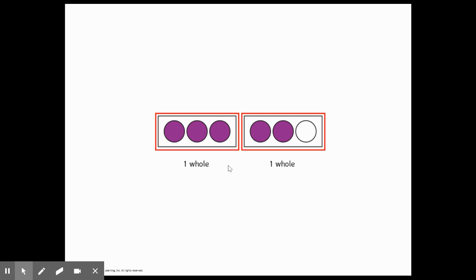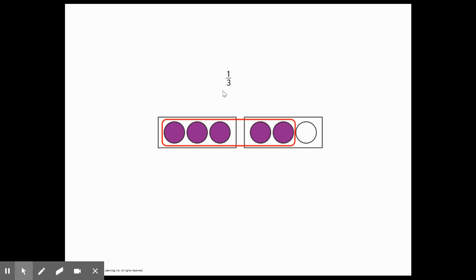Let's look at another set model. Because there are 2 rectangles, there are 2 wholes. There are 3 circles in each rectangle, so each circle represents the unit fraction 1/3, 1 over 3. 5 of the unit fractions are shaded, so multiply the unit fraction by 5 to write the fraction 5/3. Notice that this fraction is greater than 1 because the first rectangle has 3 of the unit fractions shaded and represents 3 out of 3, or the whole thing.